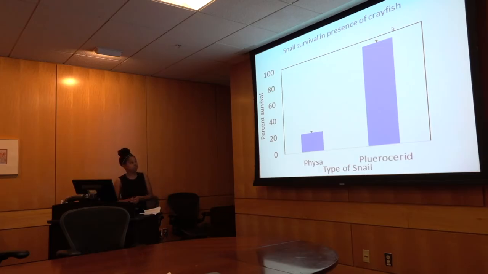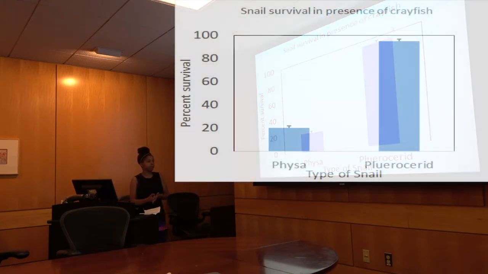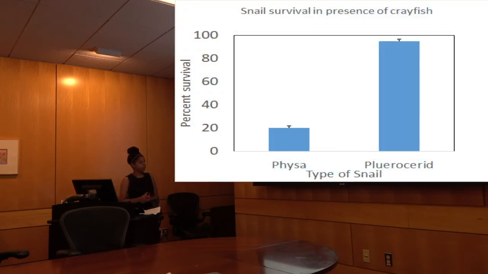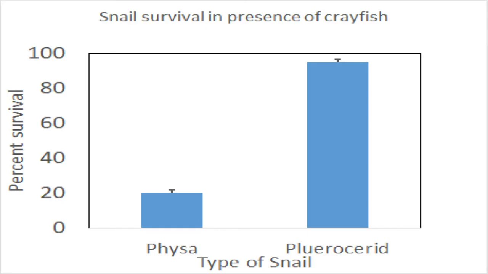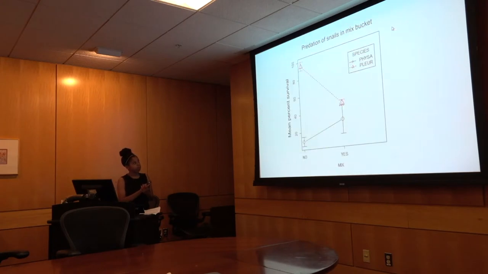So this graph shows the percent survival of Physa in the Physa alone bucket and Pleuroceridae in the Pleuroceridae alone bucket. On the x-axis, we have type of snail, and on the y-axis, we have percent survival. For the Physa snails, the thin-shelled snails, there was only a 20% survival, while for the Pleuroceridae snails, the thicker-shelled snails, there was a 95% survival.